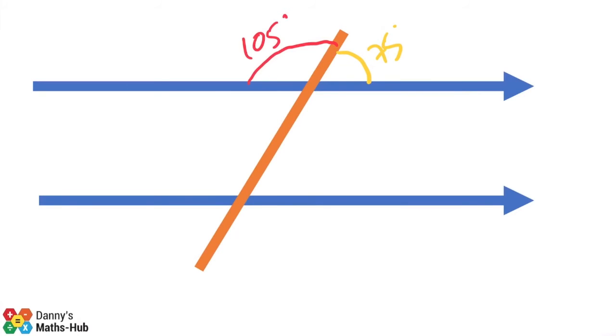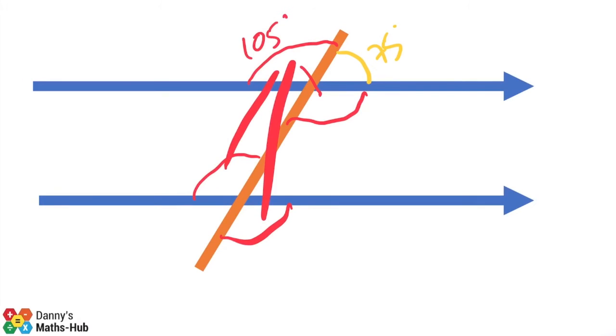Because they're on a straight line, they have to add up to 180, which means this one would be vertically opposite to that one. This one would be corresponding with that, and this one would be alternate to that. So this is how we use what we've learned and those special words in questions.